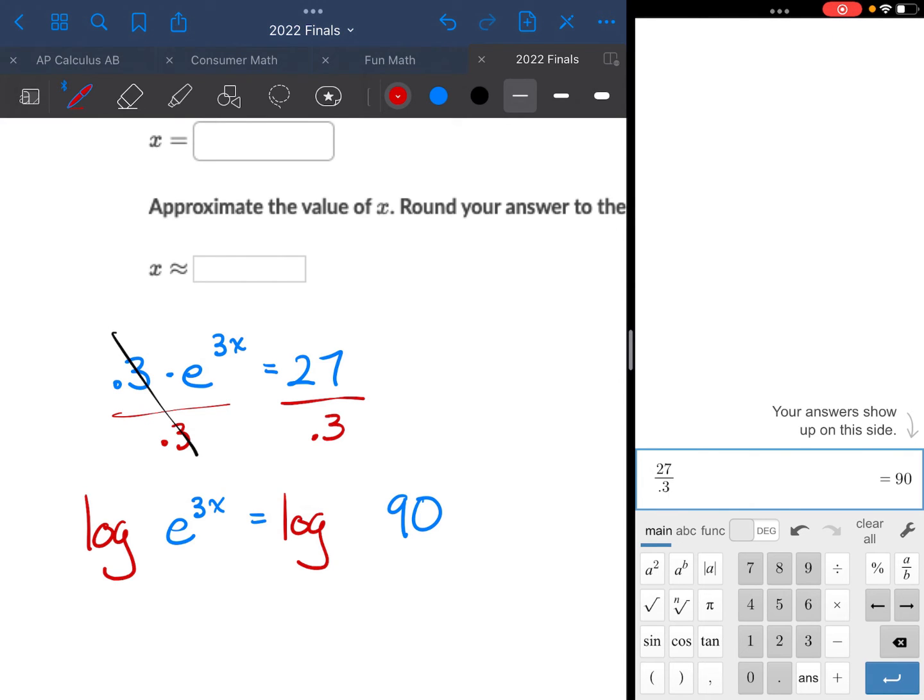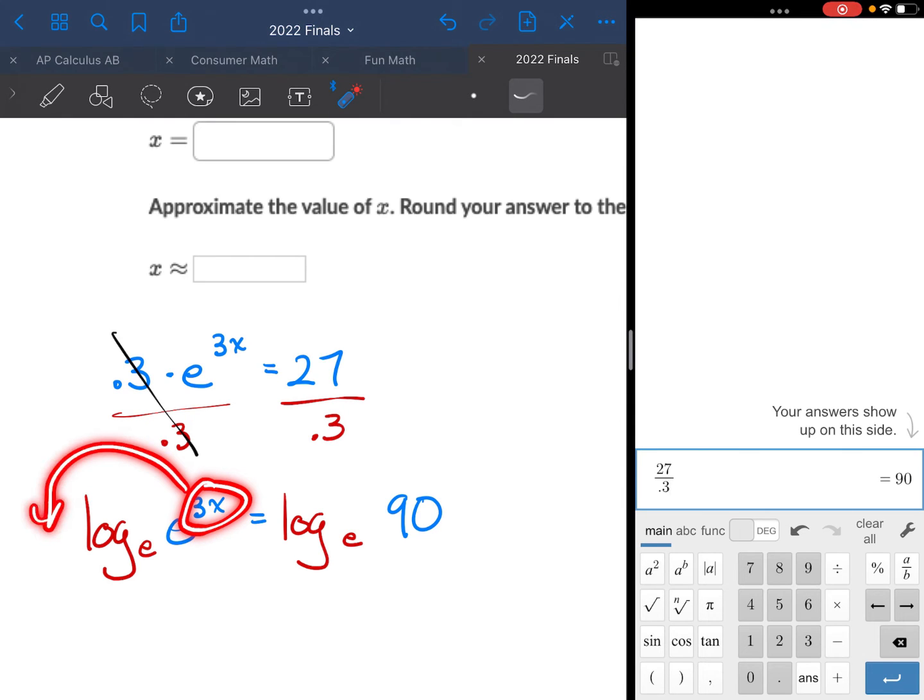So I'm going to choose base E. Base E for both. They both have to be the same thing. This base and this base. Same thing, right? So when I take the log, you now have permission to take this 3x and move it down into the bottom.